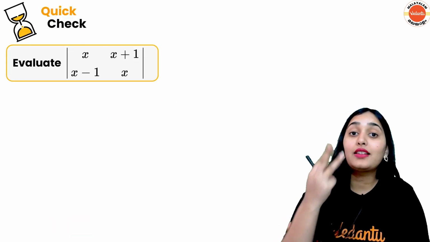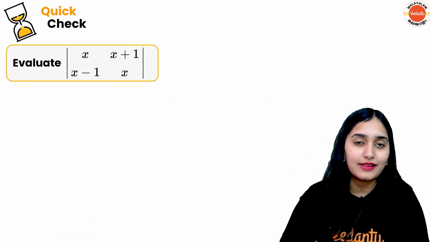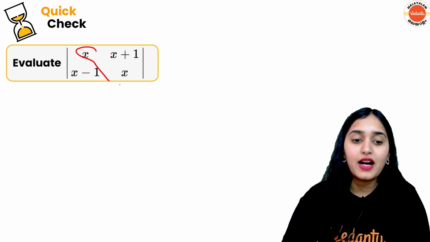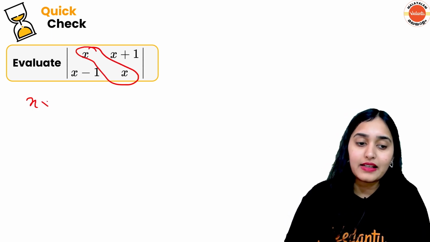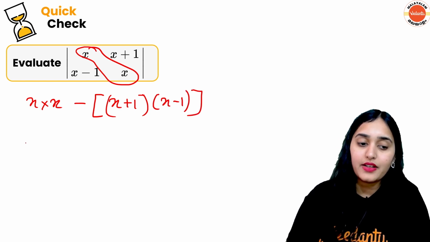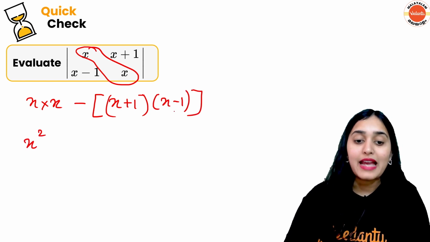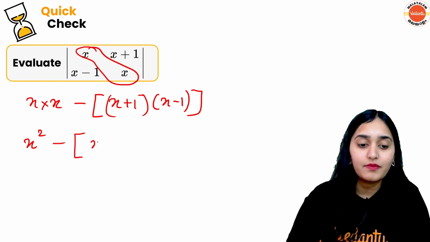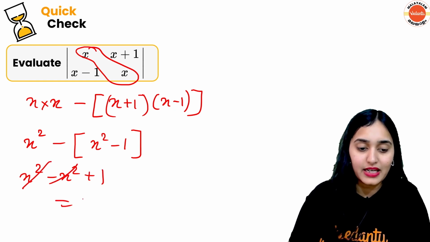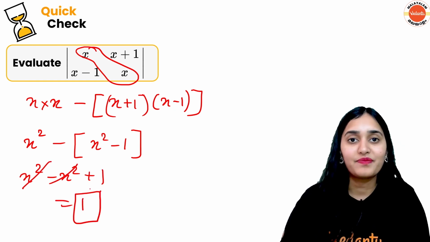Now if it is a 3 × 3 matrix, let's see that also, but before that let's solve this question. First, this diagonal, x into x, minus x plus 1 into x minus 1. So x into x is x square, x plus 1 into x minus 1 is x square minus 1. So this is x square minus x square plus 1, cancel, we get 1. So 1 is your answer, simple.